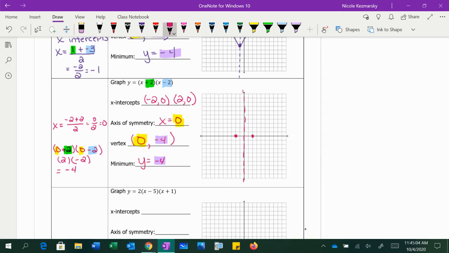I'm going to plot my vertex. So (0, -4). I'm just going to go down 1, 2, 3, 4 on that dashed line and connect my dots. Okay, remember, nice smooth curve, no straight lines.